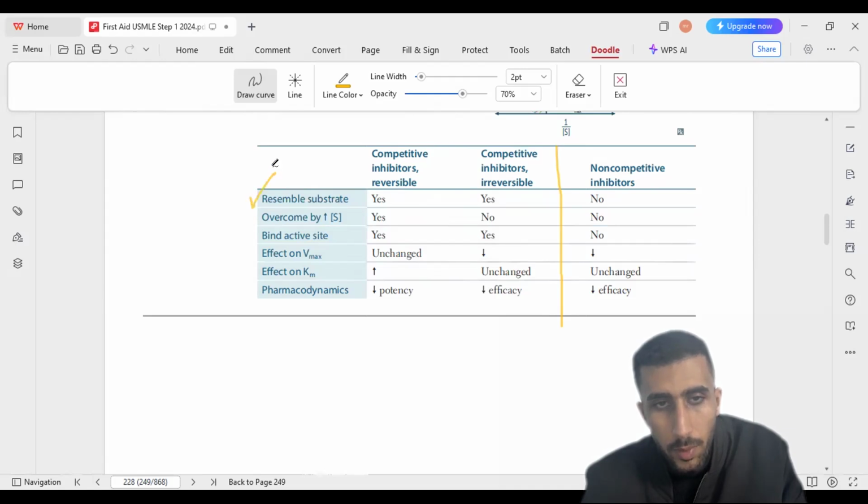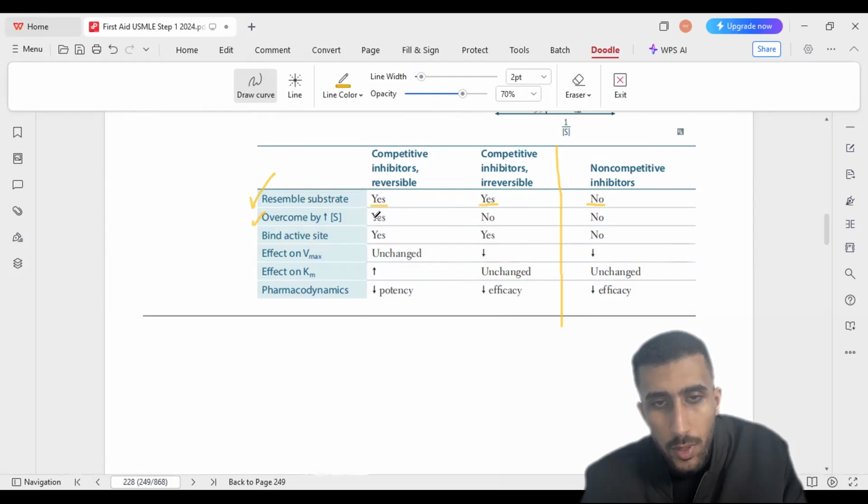First, you're going to compare them by resemblance to the substrate. The competitive inhibitor, whether reversible or irreversible, of course has resemblance to the substrate because it is going to compete with it. Versus the non-competitive inhibitors, which have no resemblance to the substrate. Next, overcome by increased substrate: the competitive inhibitors are competing with it, and the reversible ones can be overcome.